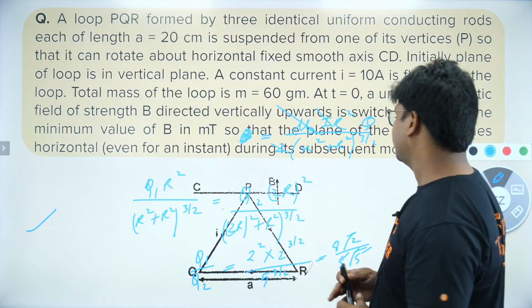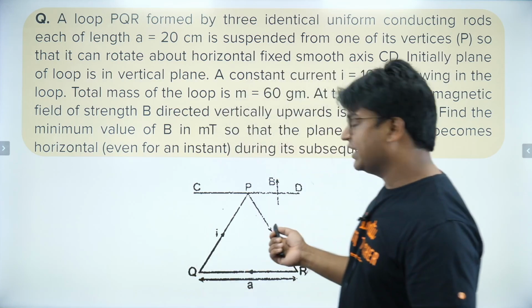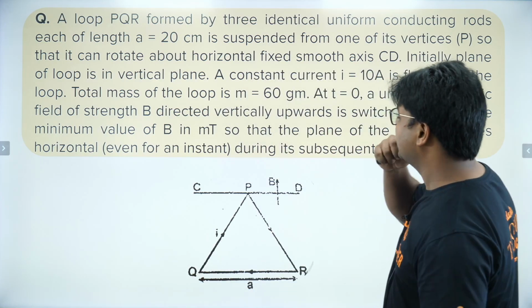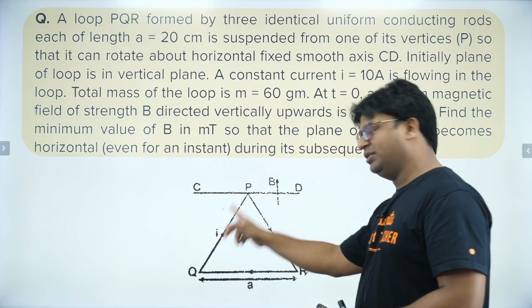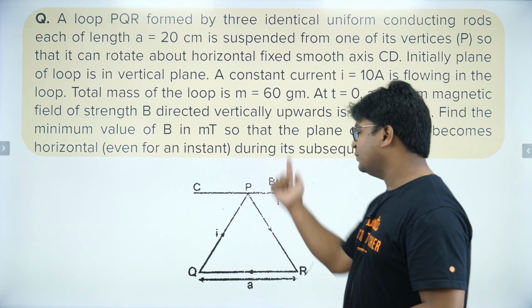Okay, let's move to the next question now. This is the next question, probably the final one also. So let's have a look at this. Now this is a loop here which is carrying a current. This is a loop carrying a current, an equilateral triangle, and B is in the vertically upward direction.